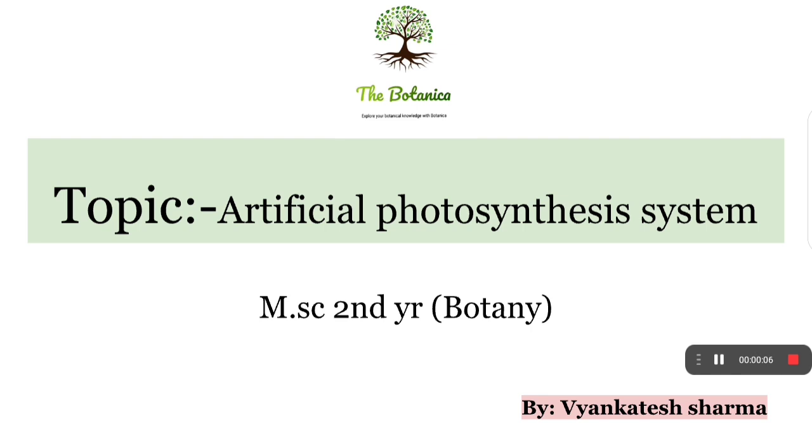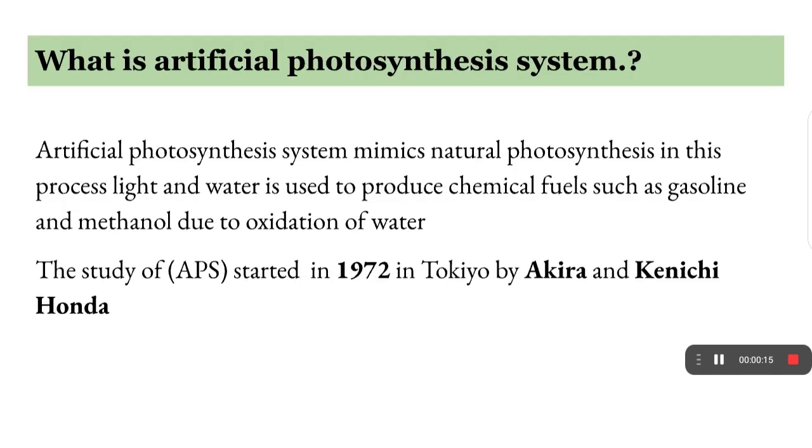So our new topic is artificial photosynthesis system. So what is artificial photosynthesis system? It mimics the natural photosynthesis. In this process, light and water are used to produce chemical fuel such as gasoline and methanol, due to oxidation of the water.